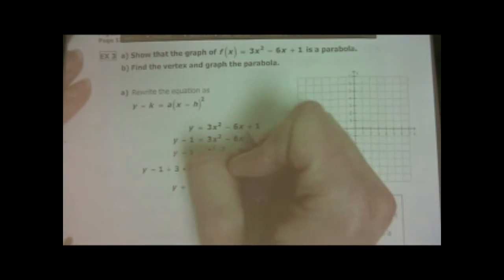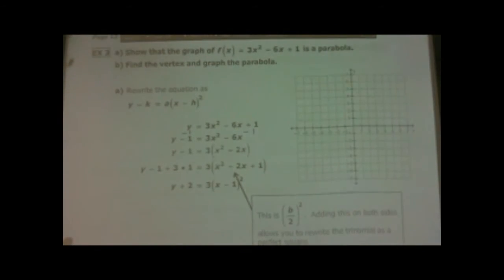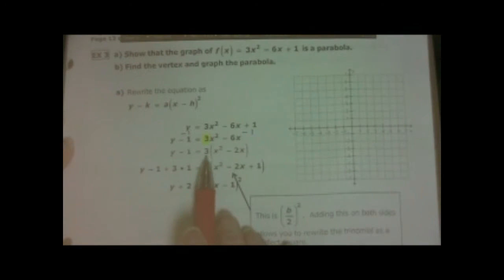So I'm going to subtract 1 on both sides. That gives me y minus 1 equals 3x squared minus 6x. The next thing you want to do, whatever number is in front of the x squared, you want to factor it out as if it's the GCF. All right? So when I factor out a 3, I'm left with x squared minus 2x.